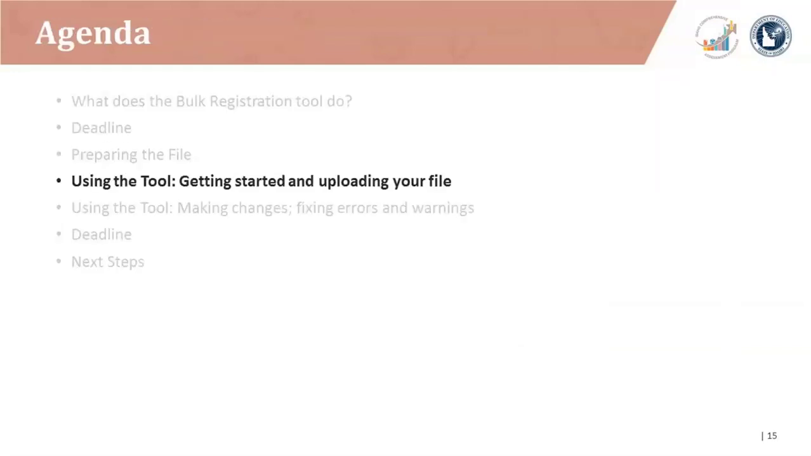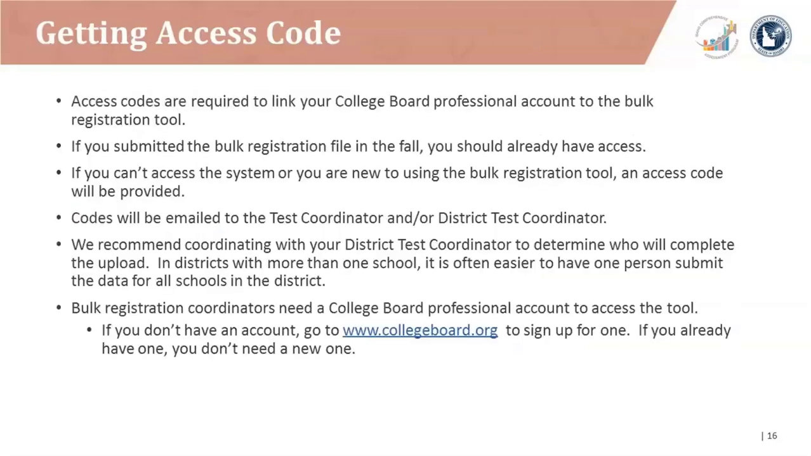So how do you upload your file? Well, here's a quick step-by-step outline. Access codes are required to link your College Board professional account to the bulk registration tool. If you submitted the bulk registration file in the fall, you should already have your access.